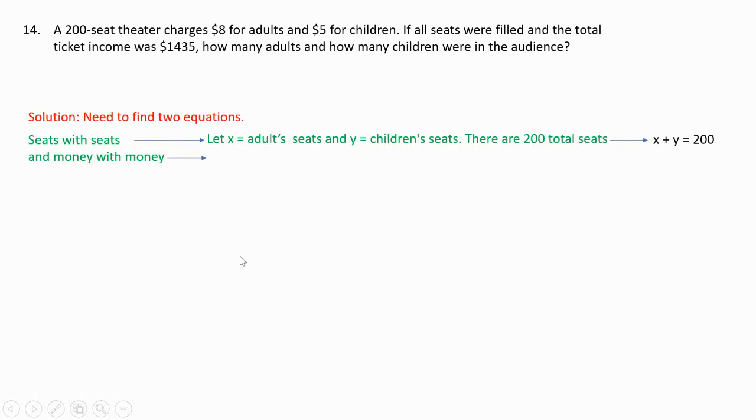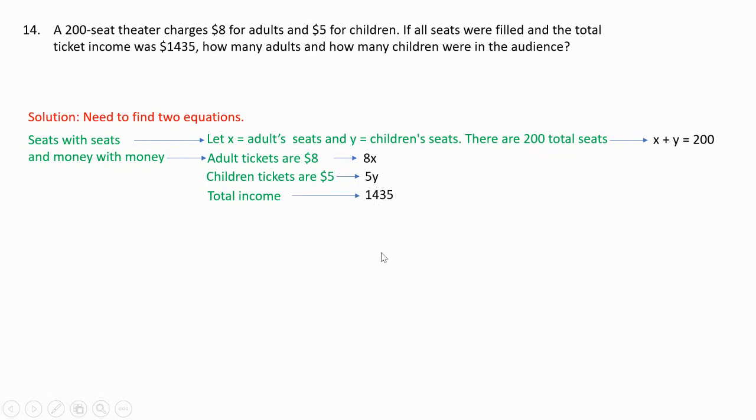Okay, now I'm going to do the money with money. So X, right, represents adult tickets. I mean, adult tickets are $8. And since X represents adult tickets, this is going to be 8X. In similar fashion, the children's tickets are $5. And the children's tickets are represented by Y. So that's going to give us 5Y. And what's my total income?